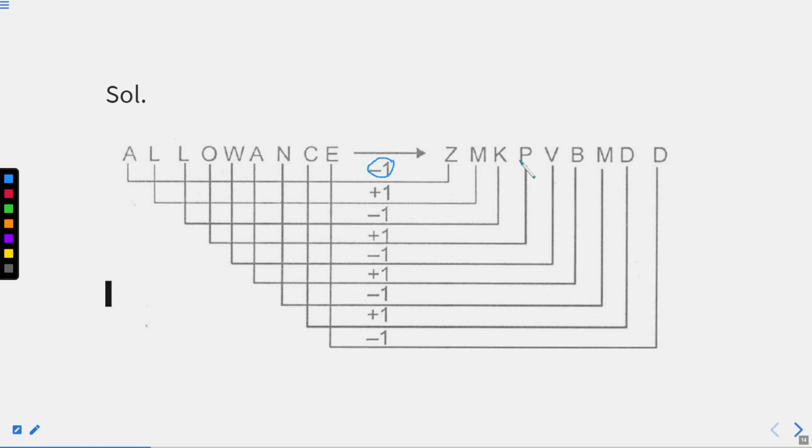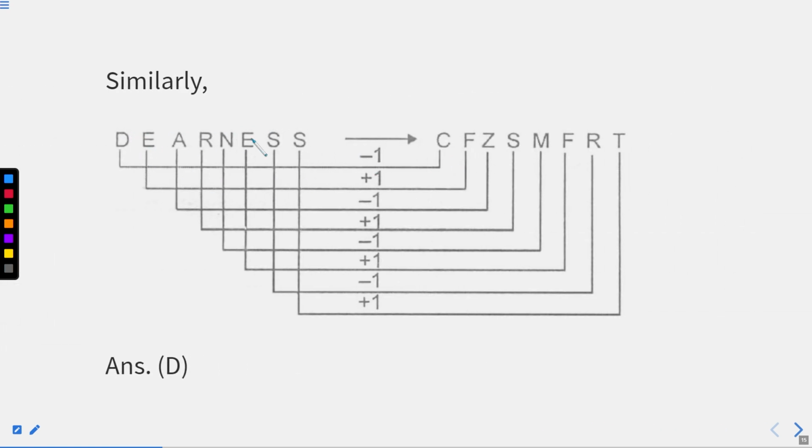Now we'll directly jump to the question word, that is dearness. For the D, as we read in the previous word, we'll subtract 1 first. That will land us on C. Then for E, we'll add 1. That is F. For A, -1. For R, +1. For N, again -1. For E, again +1. For S, -1. And for the second S, we are going to have +1. Eventually, we'll get our code as C, F, Z, S, M, F, R, and T. So this is our option number D in the question.